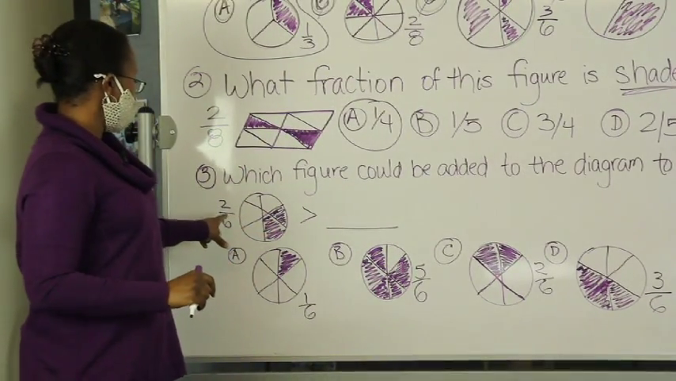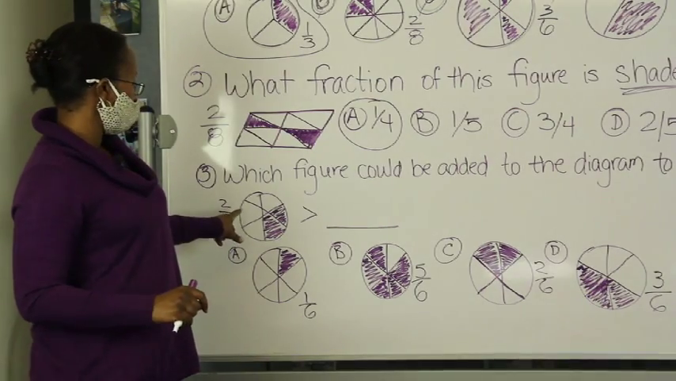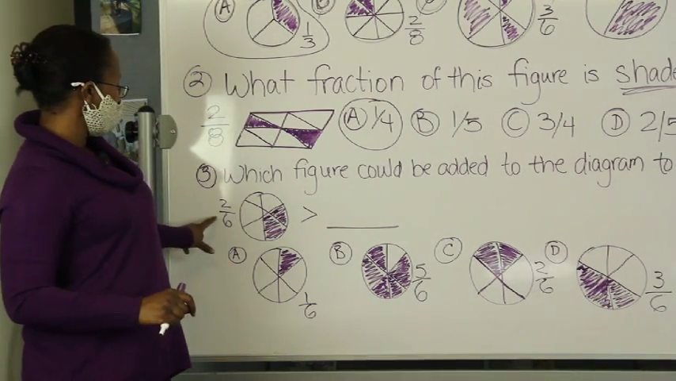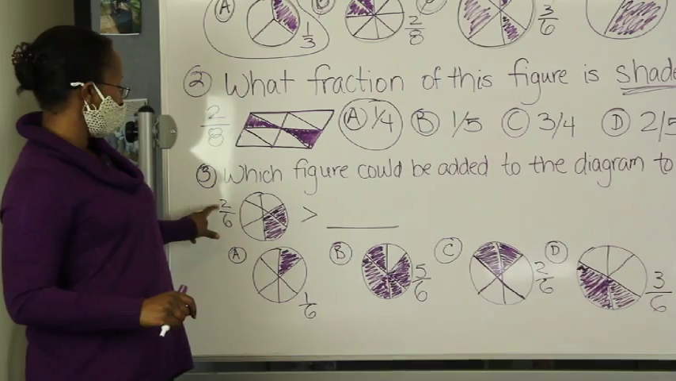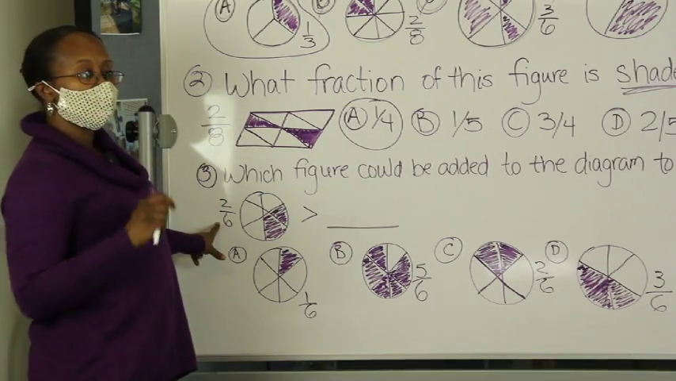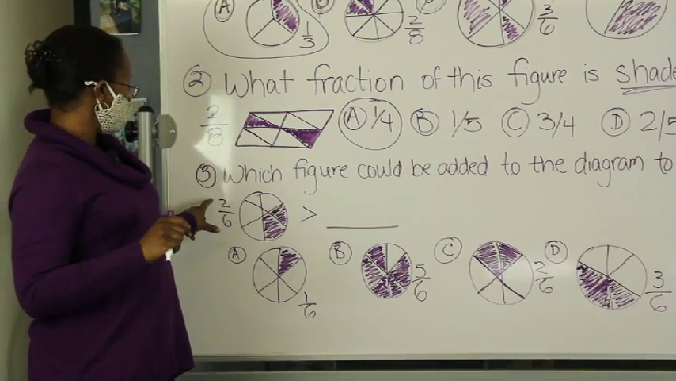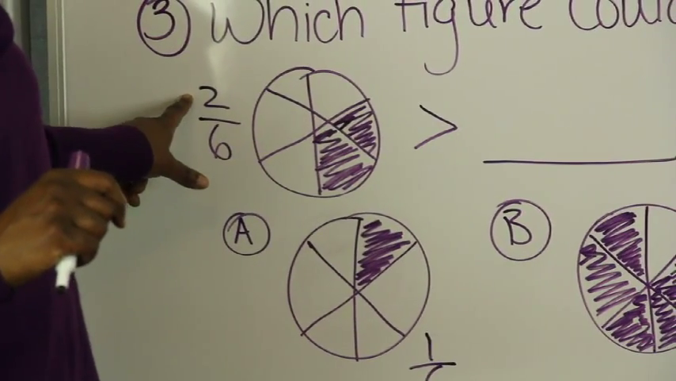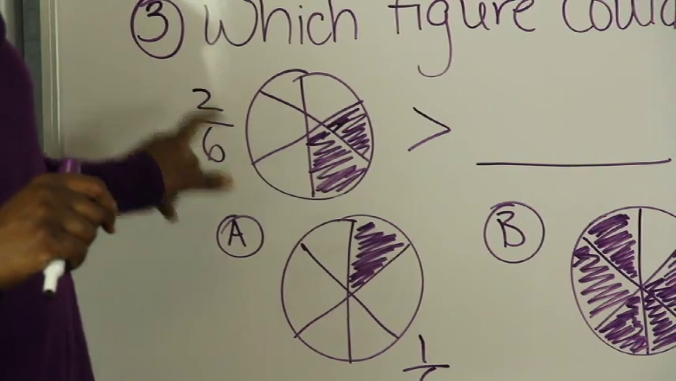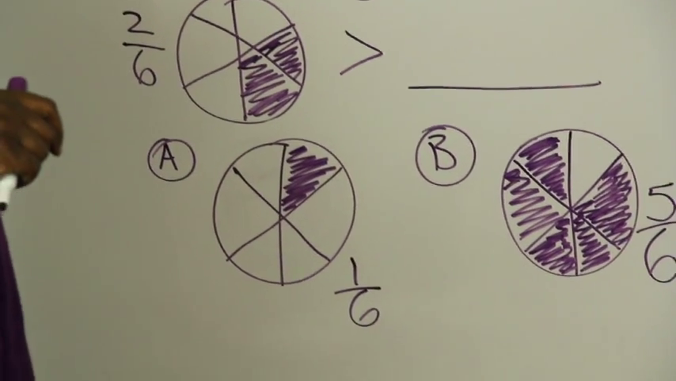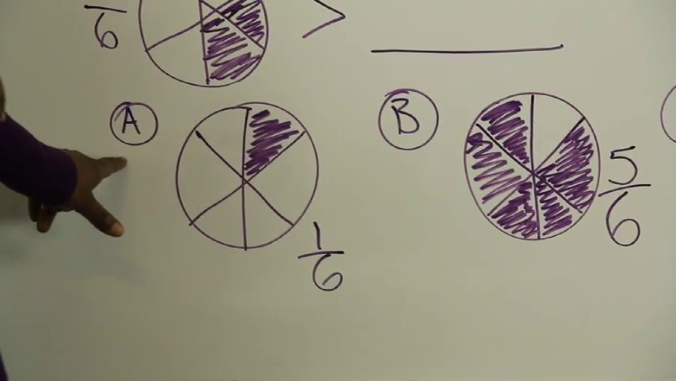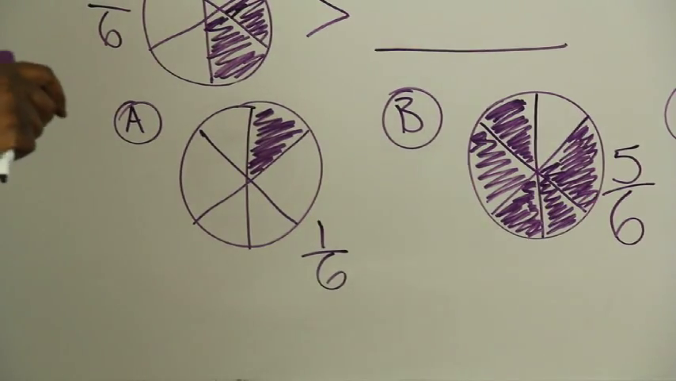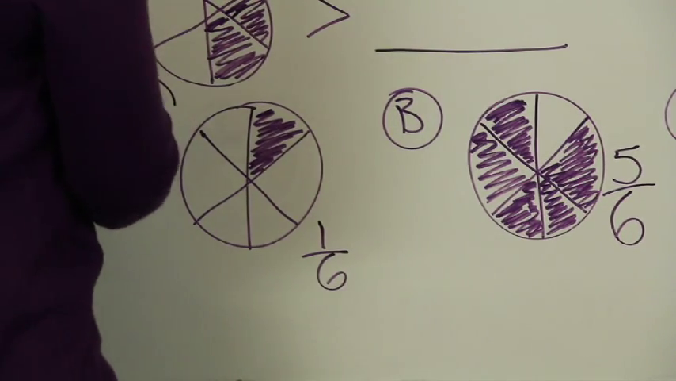So now we have to pick a diagram that is less than 2/6. That means the top number here, because they all have the same denominator, the numerator has to be smaller than 2. So which one is smaller than 2? That would be 1/6, because it has a 1 at the top. So we would choose that one.